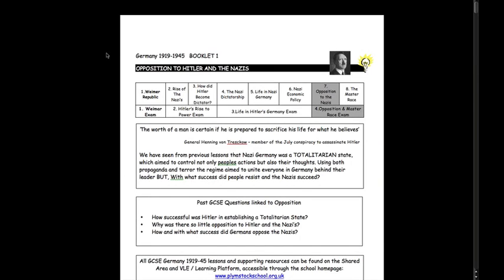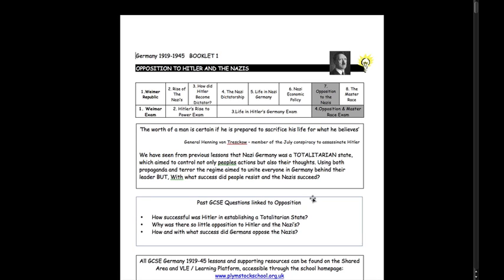This is the introductory guide to Booklet 7 of the GCSE Germany course at Plymstock School concerning opposition to Hitler and the Nazis. From booklets 4 through to 6, students have been studying just how successful Hitler was in establishing a totalitarian state and the way in which he gained support for the Nazi totalitarian state. In booklet 7, students are starting to interrogate the limits of his success.